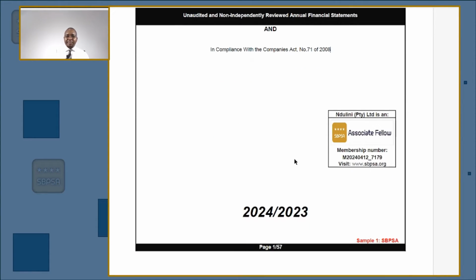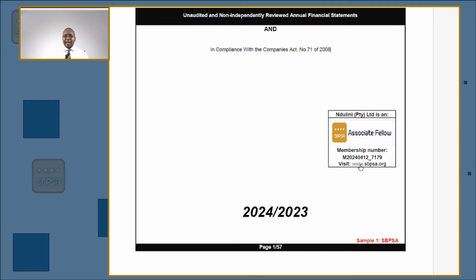So if you are a member of SBPSA, you need to include this stamp on the front page of your financial statements. And this stamp states that Ndolini Pty Ltd is an associate fellow of SBPSA with a membership number M2024412724. So this is an SPO. This company has registered as an SPO with us, is getting continuous guidance, is supported on how to present the information fairly and how to professionalize the environment and how to do things better as compared to other people.